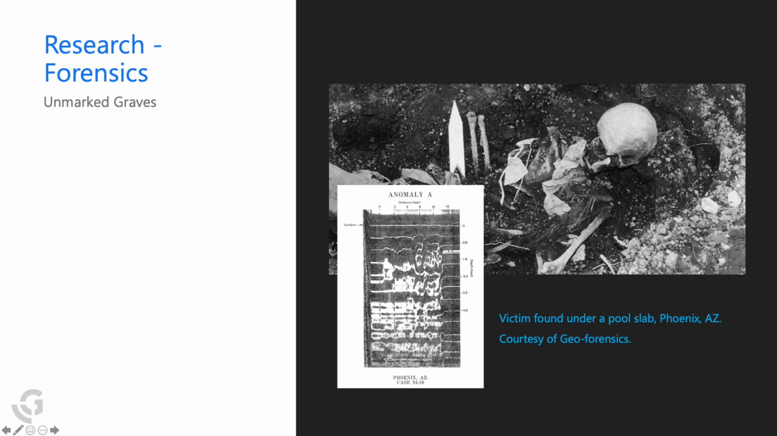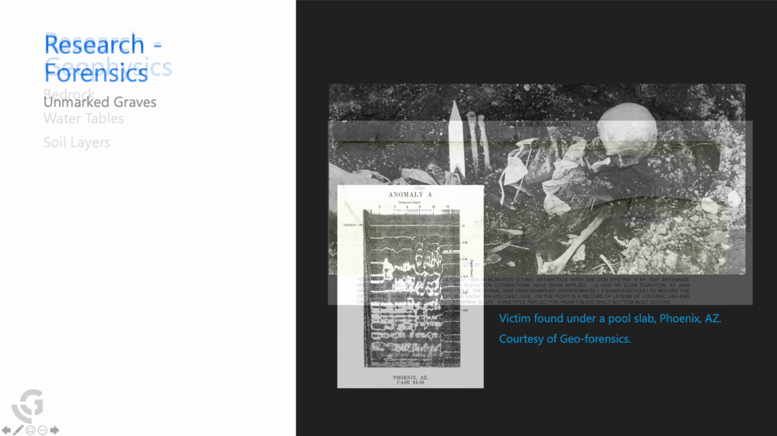What we have here is the victim on the right and the data on the left. What we're seeing in the data is what we refer to as an anomaly. When the forensics team was scanning along, they noticed one particular area that looked different or anomalous. As it turns out, this is where the soil had been disrupted, indicating an anomaly on the screen.